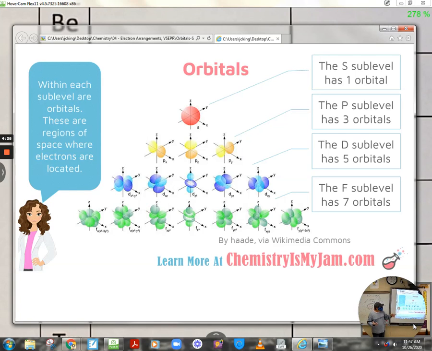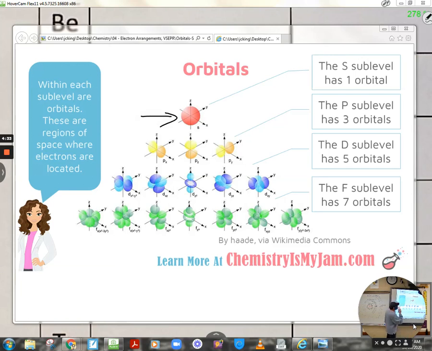And so you've got S, and an S sublevel has a single orbital in the shape of a sphere. That's why we call it an S sublevel. A P sublevel has three orbitals. This one, and this one. Each one of these can hold a pair of electrons. So 2 electrons can go into an S sublevel. 2 plus 2 plus 2 can go into a P sublevel.